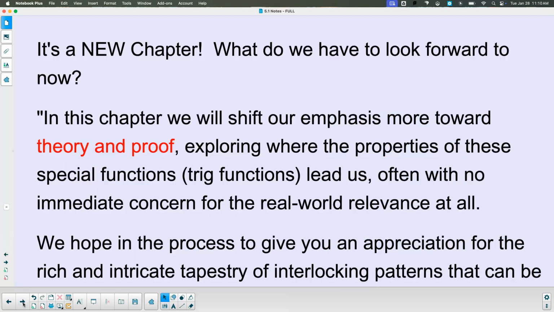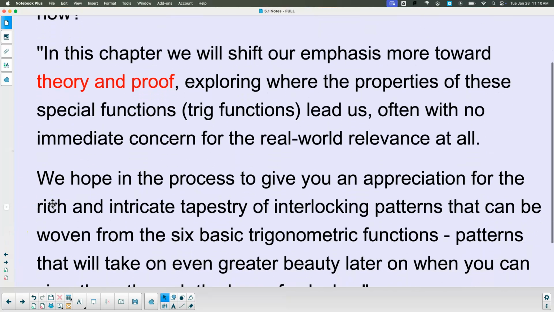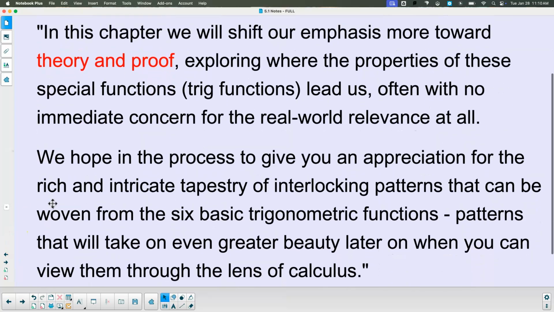So it's a new chapter. And what do we have to look forward to now? We've been using this script for a while now because it just sounds cool. In this chapter, we will shift our emphasis more towards theory and proof, exploring where the properties of these special trig functions lead us, often with no immediate concern for the real world relevance at all.